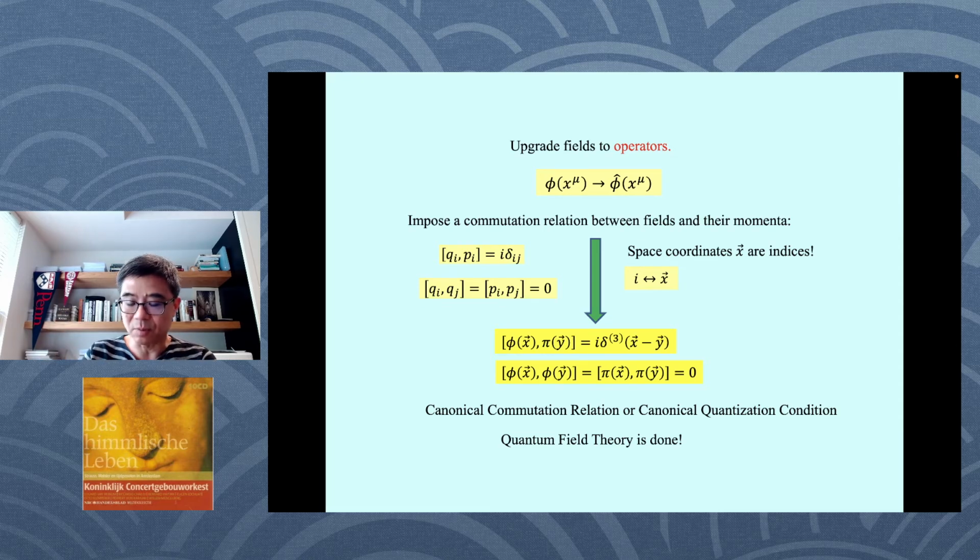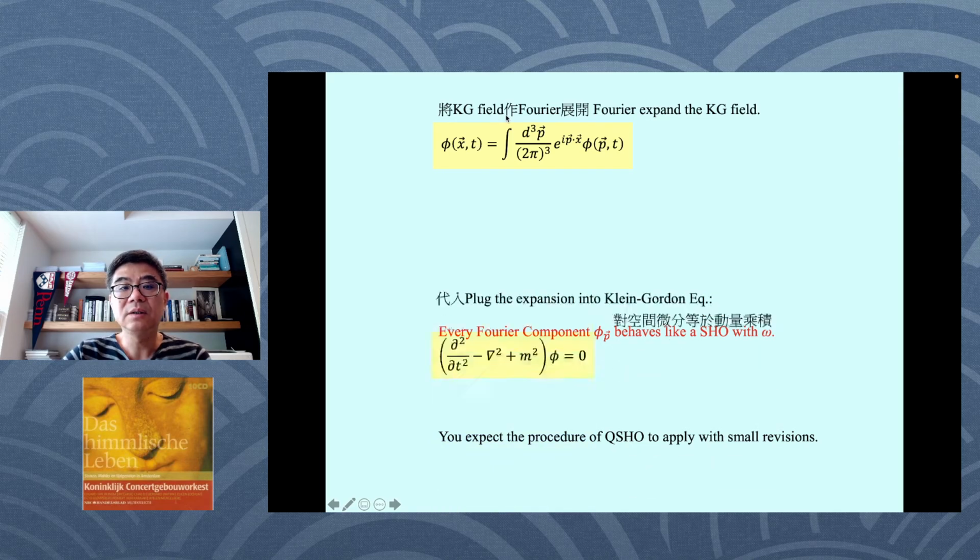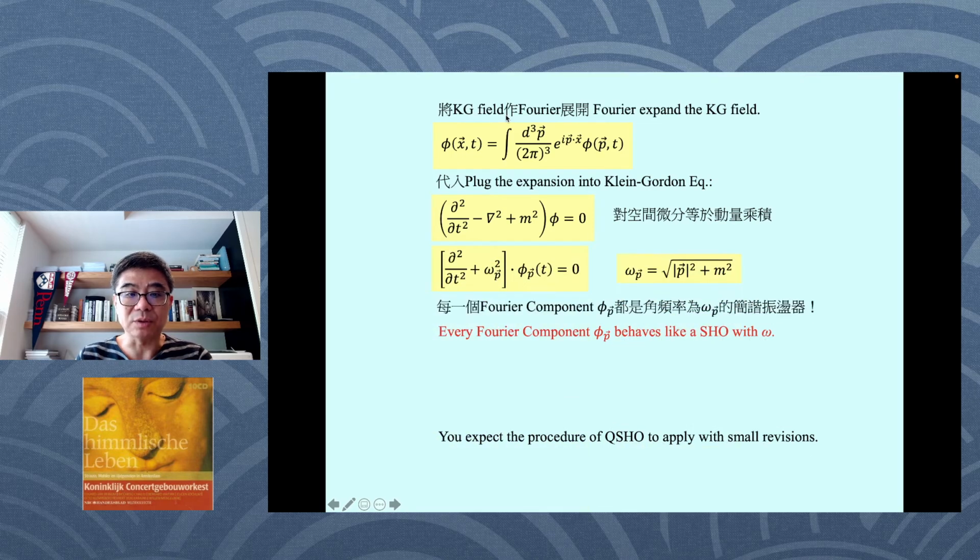However, if you want to derive the canonical quantization condition, it takes about another 10 minutes. It's not difficult if you understand quantum simple harmonic motion well. Why do I say it? You need to understand simple harmonic motion because I will show on this page that the Klein-Gordon field is actually simple harmonic motion. Very easy.